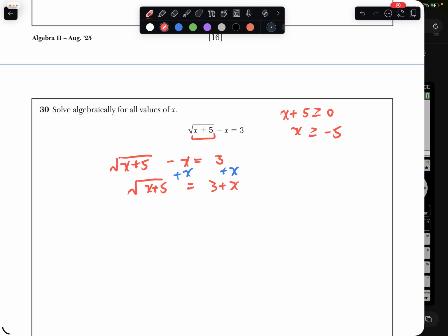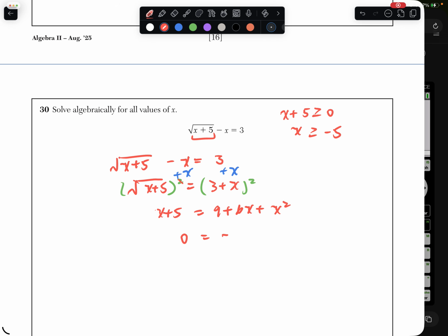Now that the square root is by itself, I'm going to square both sides so I can get rid of that square root. When I square it, this just cancels out with itself, so this is just x plus 5. And then the right hand side, we just have a standard square expansion, and this is pretty easy.